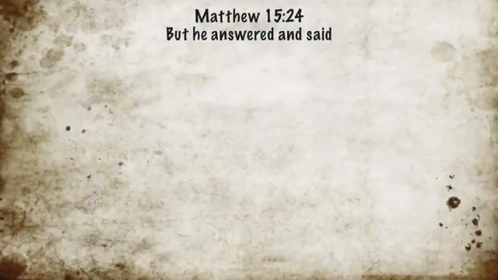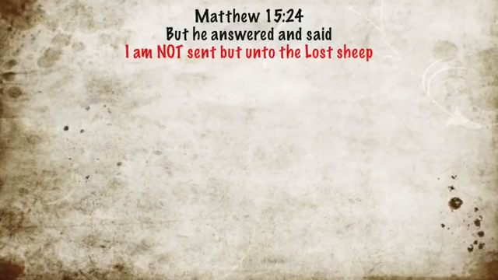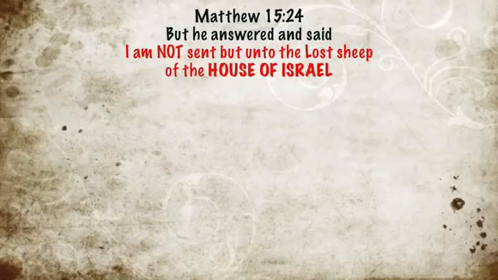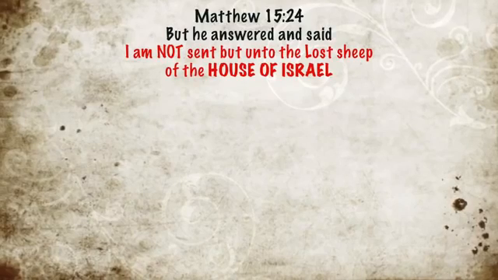Matthew 15 verse 24. But he answered and said, I am not sent but unto the lost sheep of the house of Israel. The Messiah said that he was not sent but unto the lost sheep of the house of Israel. This was a Syrophoenician or a Greek woman who came beseeching him to heal her daughter. And he says, I'm not sent but only to my own people. That's what he said. When he's on earth, that was his response. I'm not sent but only to my own people at this particular time.